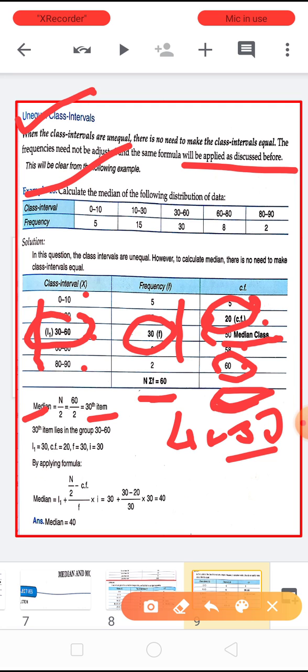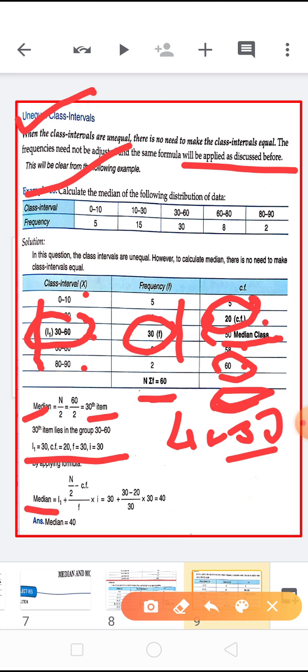We will write all such values in this way. The lower class interval L1 is 30, cumulative frequency CF is 20, frequency is 30, and the class width, which is represented by I, is 30. So then we are applying the formula: median is equal to L1 plus (n by 2 minus CF) upon F into I.